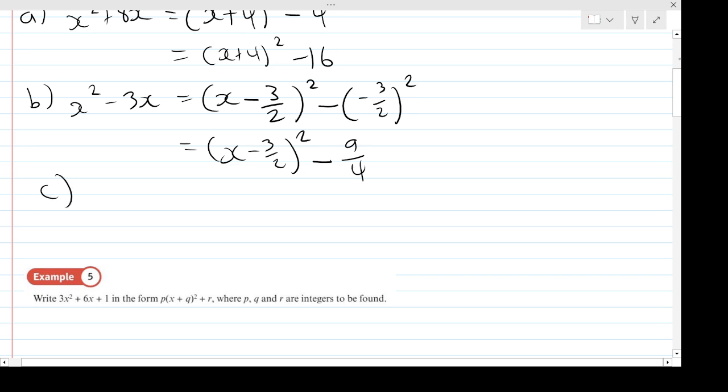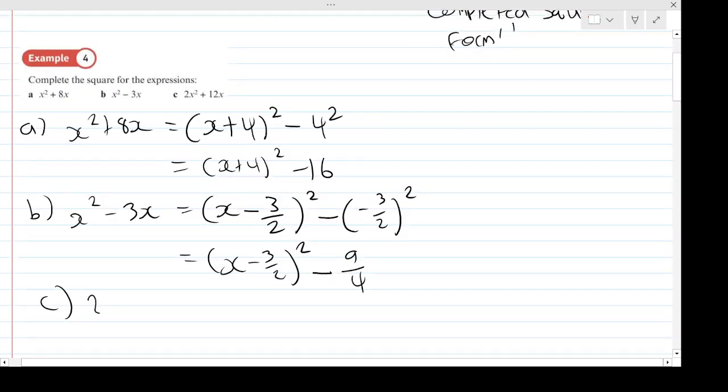Okay, part C. Let me scroll up. Now we have 2x squared plus 12x. It's a little bit more of a step up because this time we have a number in front of the x squared, so it doesn't work in the same way. What can we do instead to get it back into the form in A and B, where we just have x squared plus some lots of x? We only have one x squared, but we have 2 here. How can we do that?